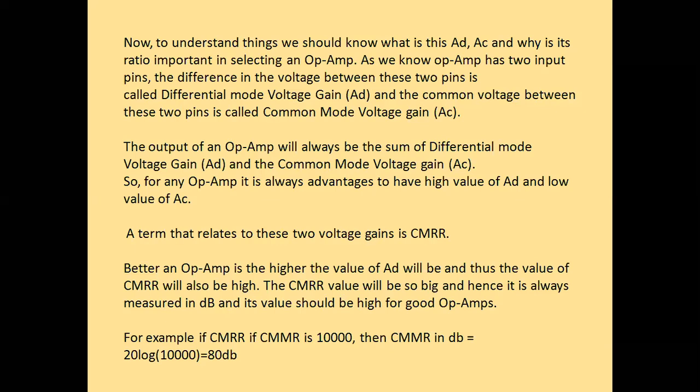The output of an op amp will always be the sum of differential mode voltage gain and common mode voltage gain. That means VO is equal to AD plus AC. Understood? So the output we will get will be the sum of differential mode voltage gain and common mode voltage gain. So just concentrate on this.